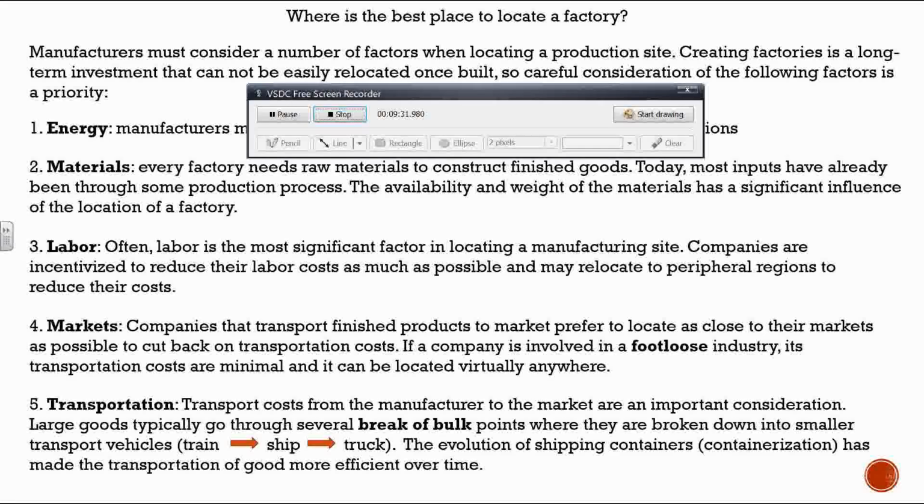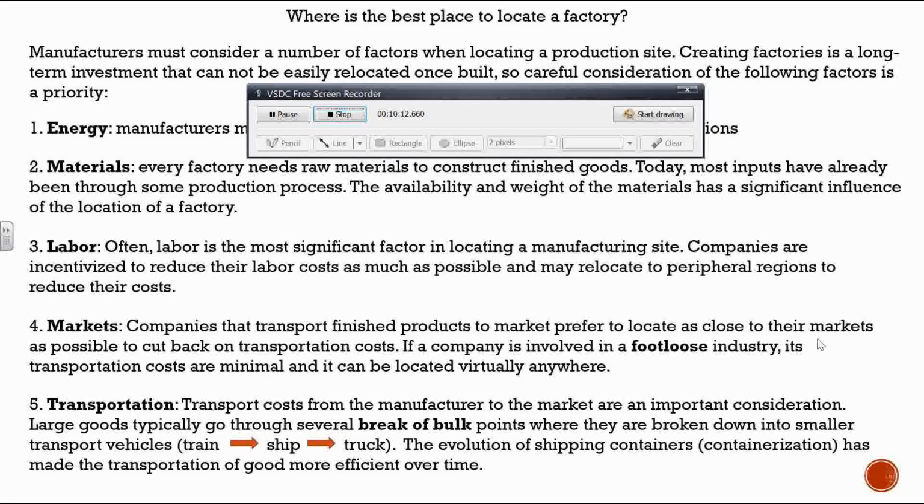If you increase gas prices, that means every company has to pay more because basically everyone needs to transport something, right, from point A to point B. Okay, so transportation is an important consideration. And just as a side note, the evolution of shipping containers, which we call containerization, yes, that is a word, has made the transportation of goods much more efficient over time as we've now standardized those containers. You can maximize space best with those containers. So that's an important breakthrough.